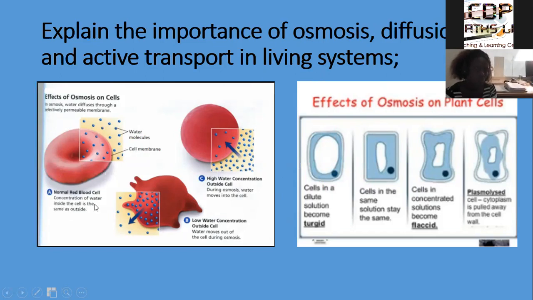The concentration of water inside the cell is the same as what? Outside. So here is equilibrium, true? Am I clear? Yes. In B now, water moves out of the cell during osmosis. So why? Because the concentration of water outside is less than the concentration of water in the cell. Make sense? In C, during osmosis, water moves into the cell because what? There's less concentration of water in the cell than what? Outside of the cell. Make sense? Okay. All right.